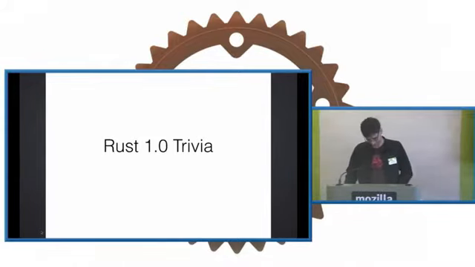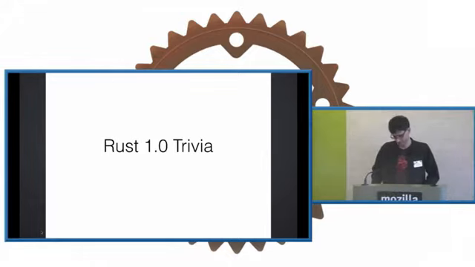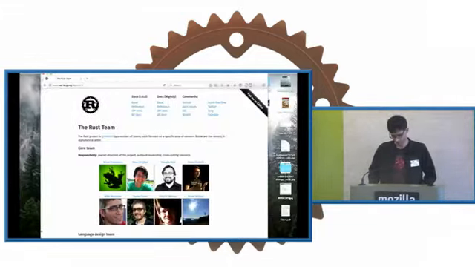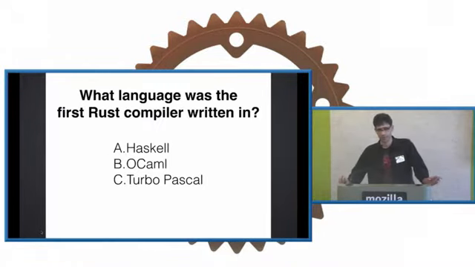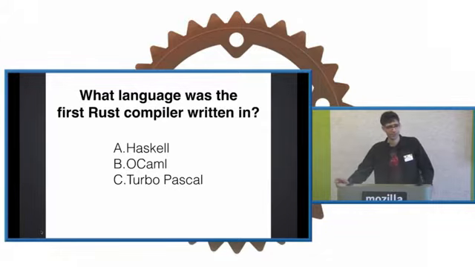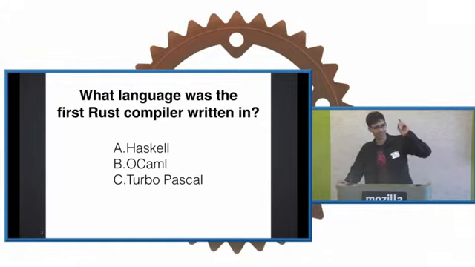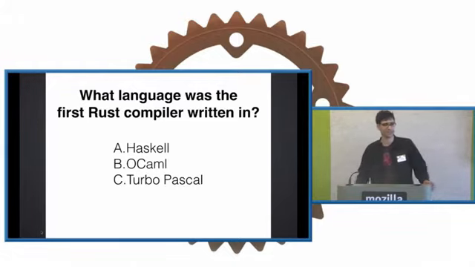Yeah, a fancy new design just for this event. So the first question. Uh-oh, that's the wrong way. First question this way. What language was the first Rust compiler written in? Was it A, Haskell, B, OCaml, or C, Turbo Pascal? And I'm going to call on you. B. Yes, B, OCaml, that's right. So can you give your name to Brian here?